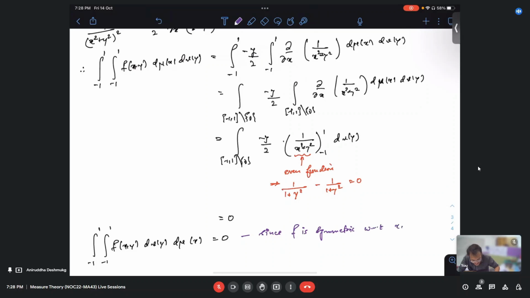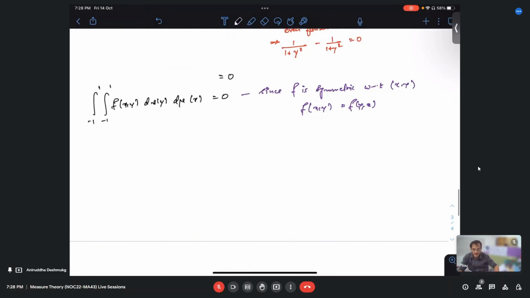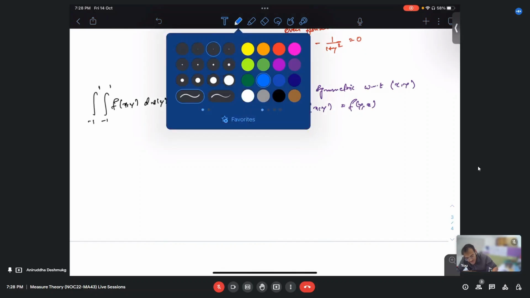Symmetric with respect to x, y. That is what I want to say: f of (x,y) is the same as f of (y,x). Whatever we have done above for x, just do the same thing for y, and then we'll get the result. Okay, so we have established the following.